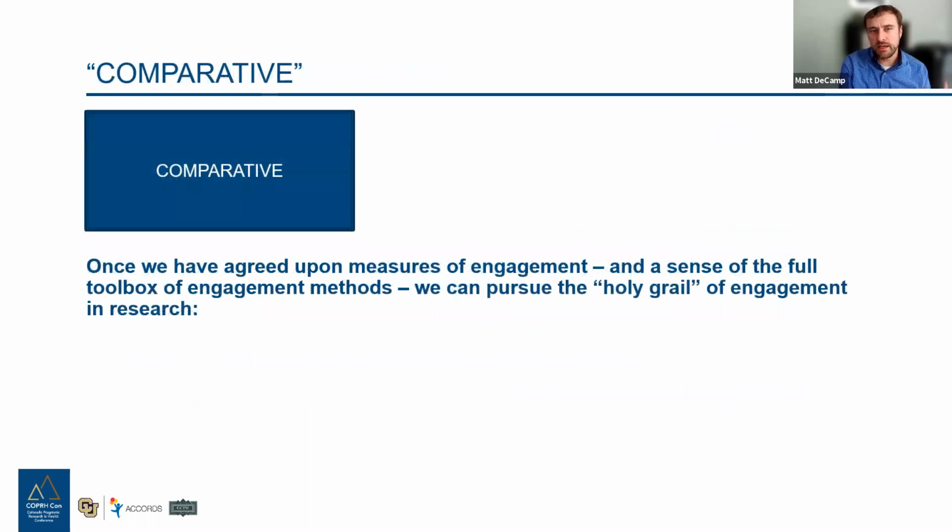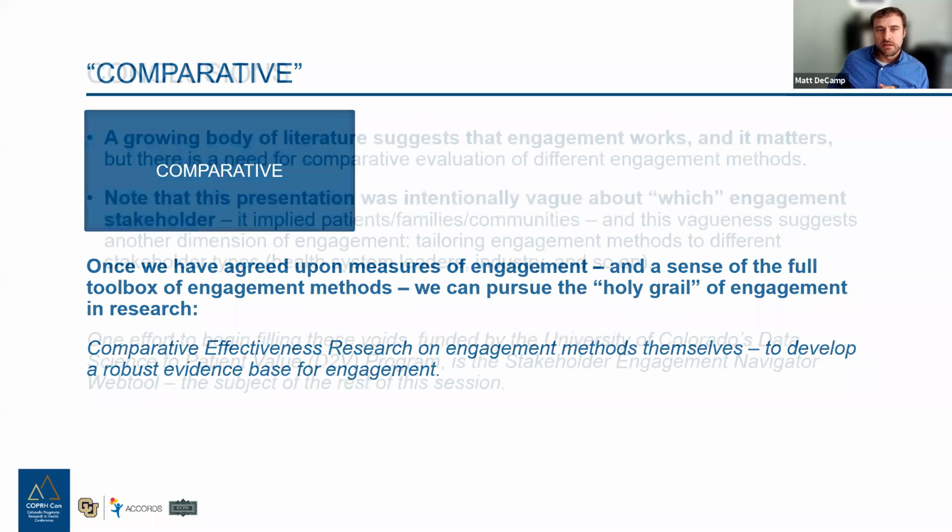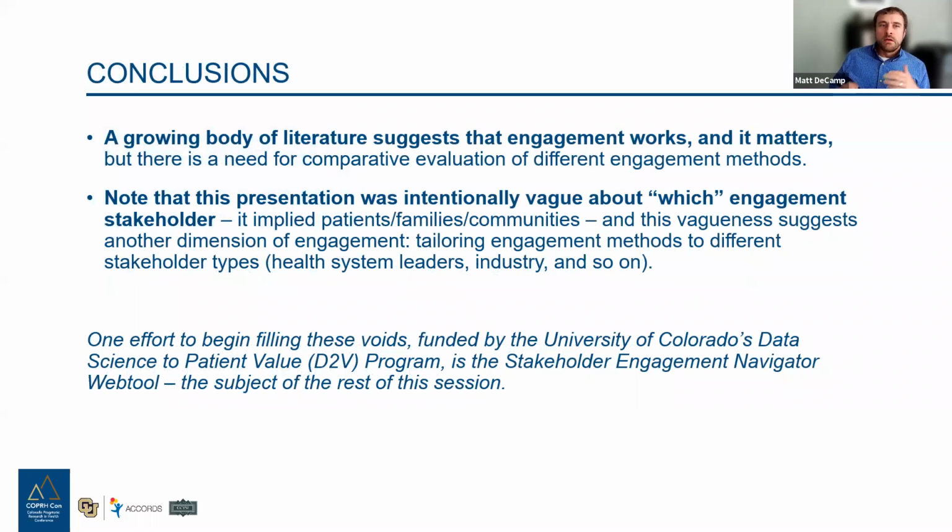And then finally, once we have agreed upon measures of engagement and a sense of the full toolbox of engagement methods, we can pursue this holy grail of engagement in research, and that is comparative effectiveness research on engagement methods themselves to develop a really robust evidence base for engagement. So what do I conclude in this really short intro? Again, there is a growing body of literature that suggests that engagement works and it matters, but there's a need for CER of different engagement methods.